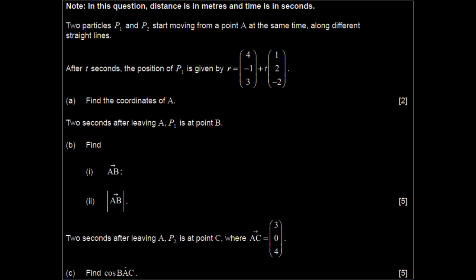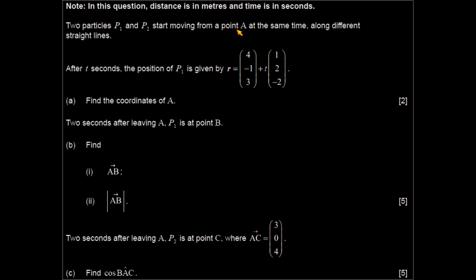This question says two particles P1 and P2 start moving from point A at the same time along different straight lines. It says after t seconds, the position of P1 is given by r is equal to (4, -1, 3) plus t times (1, 2, -2). And part A says find the coordinates of A.